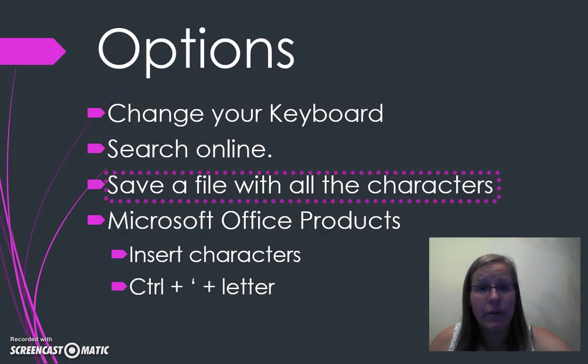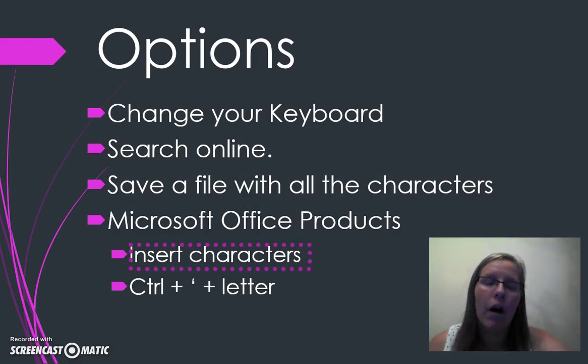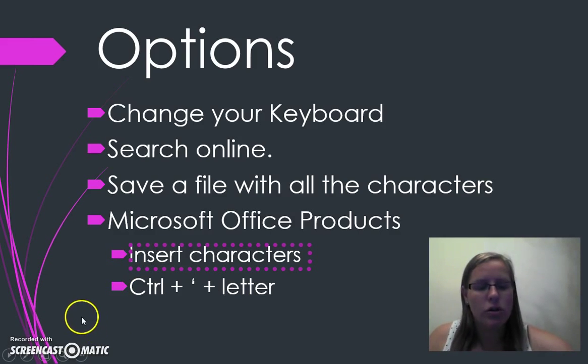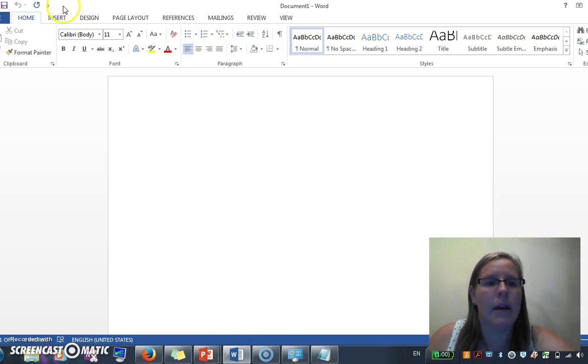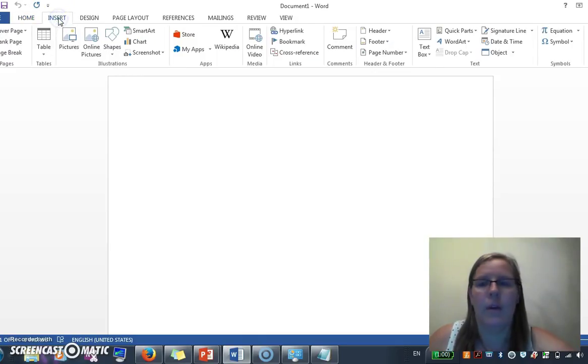So we just looked at saving a file with all the characters. You can do that in Word or Notepad, whatever you want. If you're using Microsoft Office products, there are a couple other shortcuts you can use, and there's two of them I'm going to show you now. The first one is inserting characters. So let's open a Word document, and I'm going to click up here, Insert. And over here, I'm going to click Symbol.